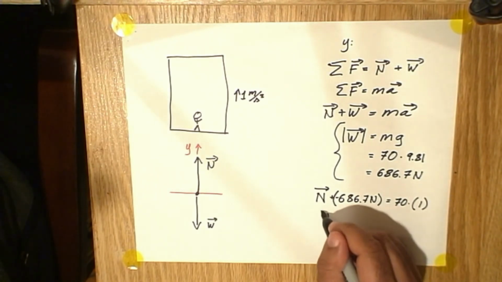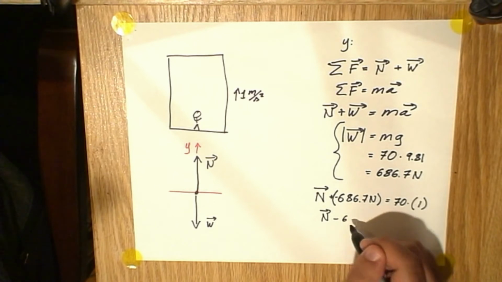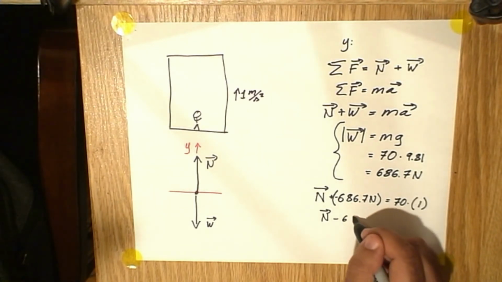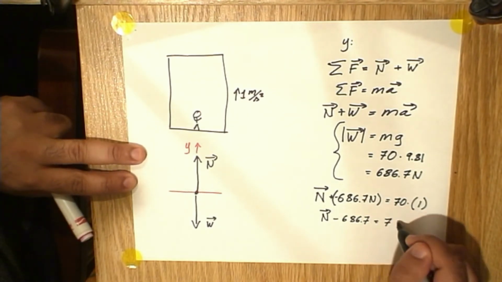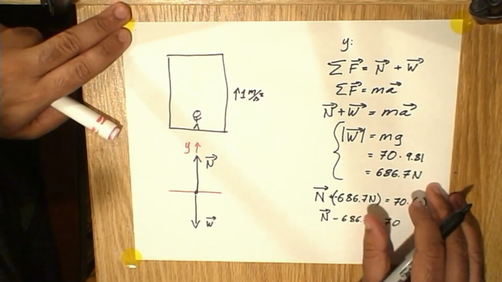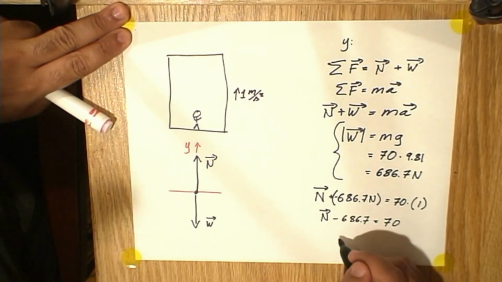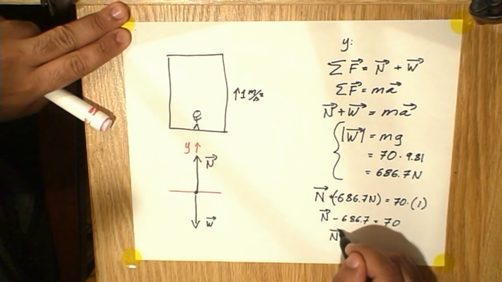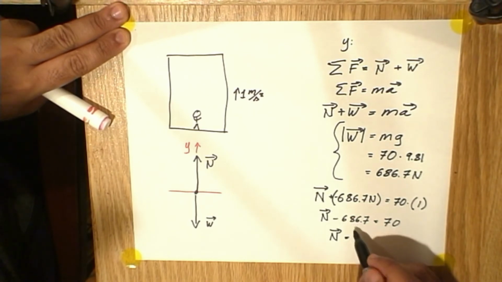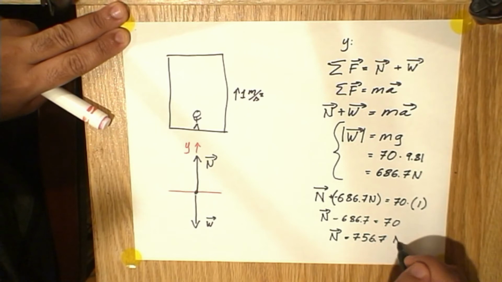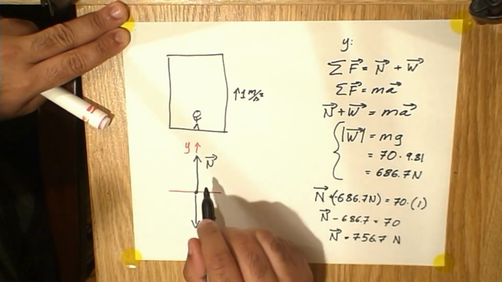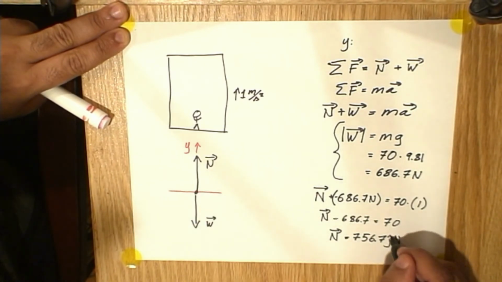So we now have normal minus 686.7 is equal to 70. So all we have to do now is to add 686.7 to both sides, and we end up with a normal force which is equal to 756.7 newtons. And to be clear, this is now in the j-hat direction.